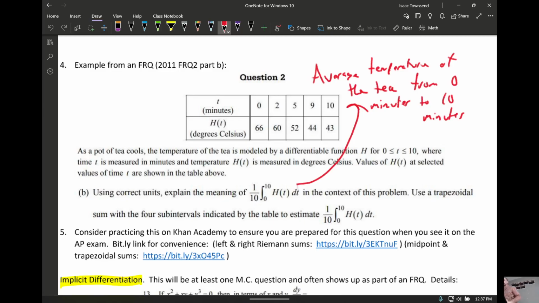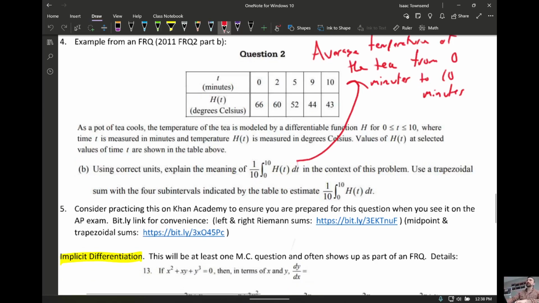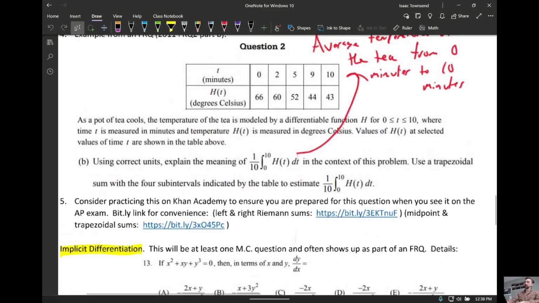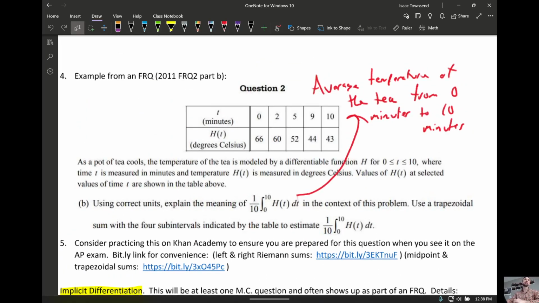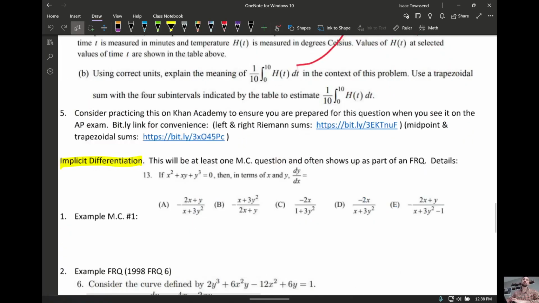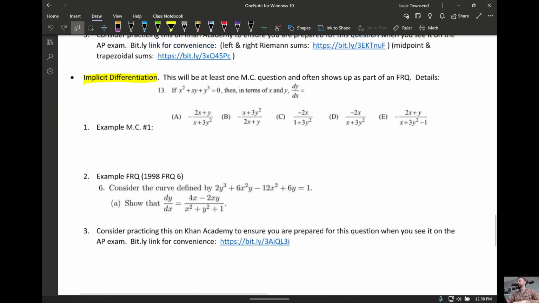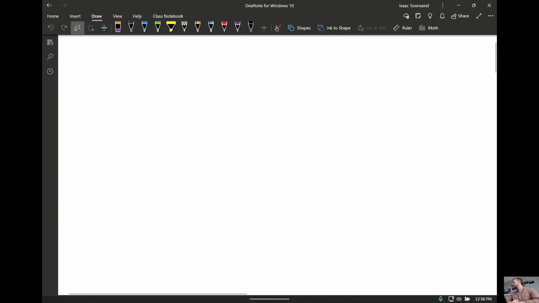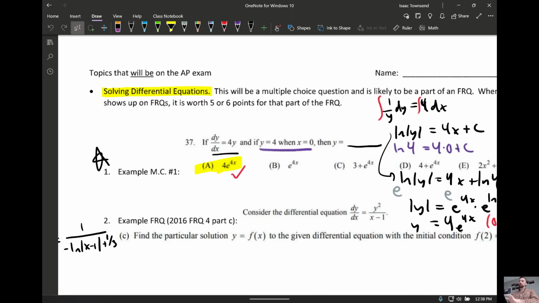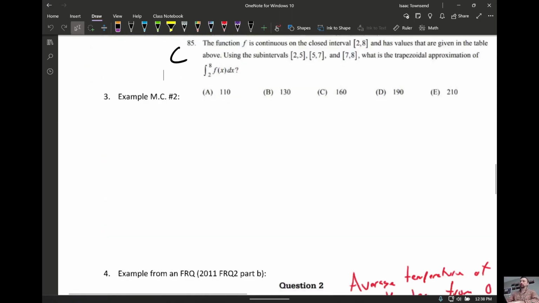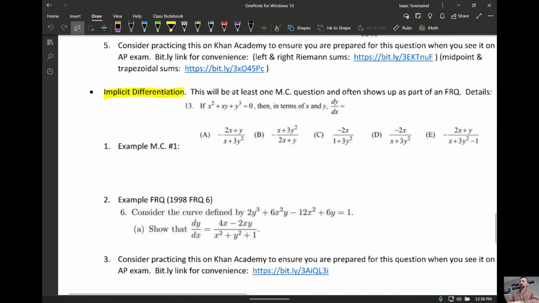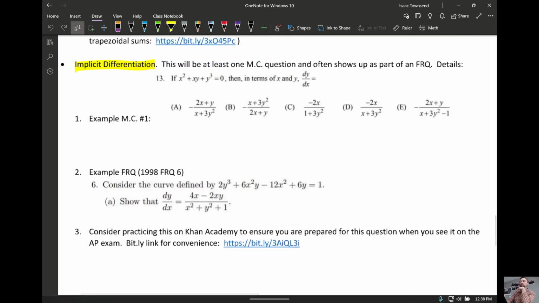Okay, and then the last topic that I want to make sure that you... I'm sorry, everyone have that written down? Okay, last topic that I want to ask you to buckle down and make sure that you start practicing it if you need to is implicit differentiation.